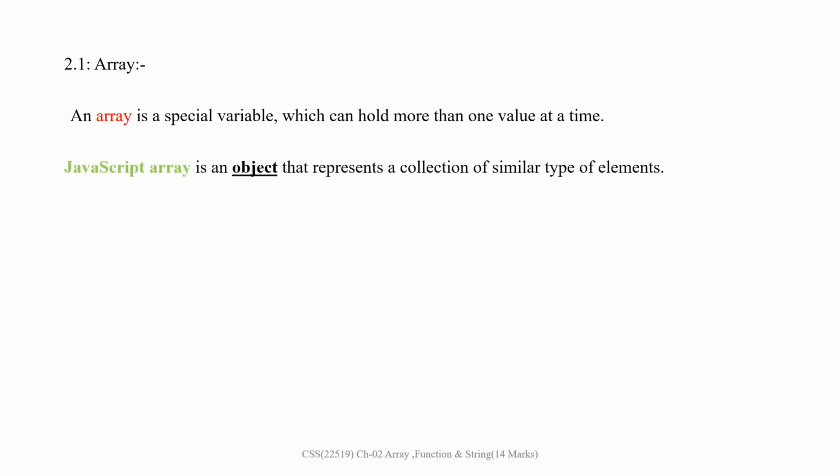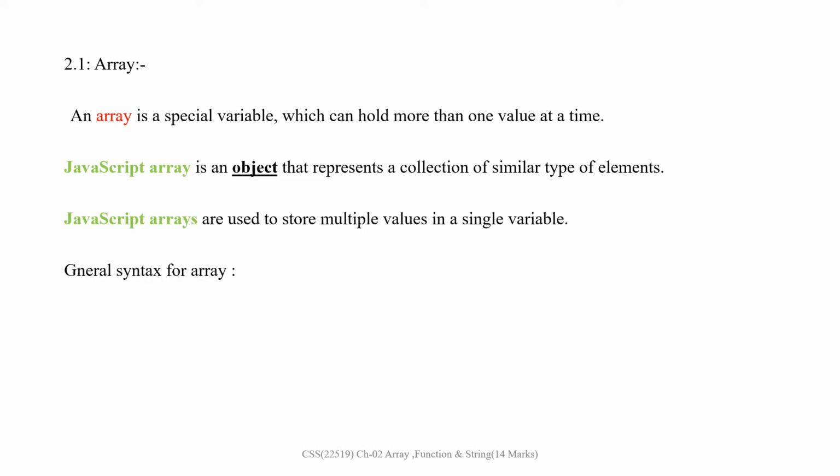Now we will go through the array. The basic concept of array is collection of similar data type element, and in JavaScript array is an object. In JavaScript array is a special variable which can hold more than one value at a time. JavaScript array is an object that represents a collection of similar types of elements. JavaScript arrays are used to store multiple values in a single variable.